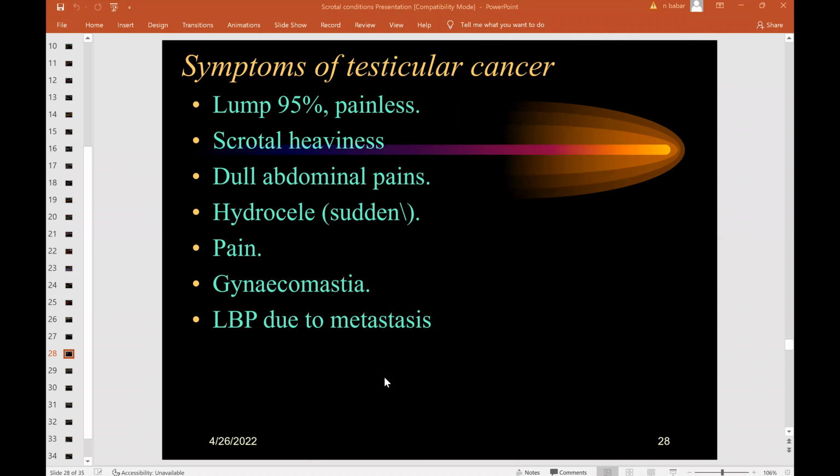So the symptoms of testicular cancer: 95% present with a lump which is painless. The symptoms include scrotal heaviness, dull abdominal pains due to dragging of the spermatic cord, hydrocele, which is of a sudden onset, non-resolving. There is a scrotal pain. There could be gynecomastia, and there could be low back pain due to metastatic spread into the retroperitoneal space.